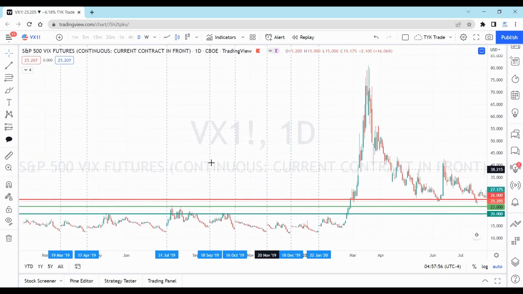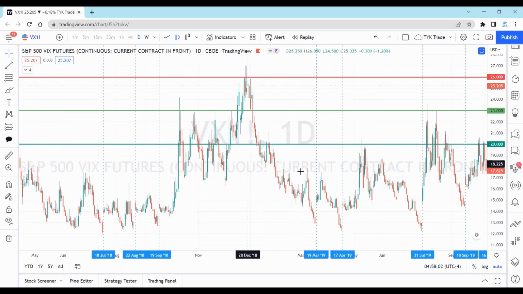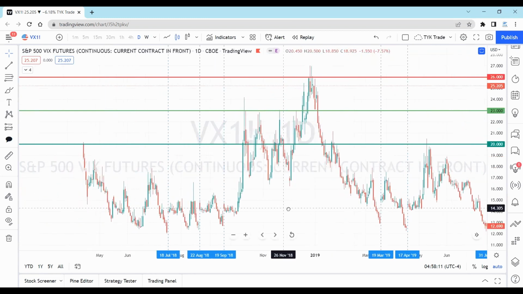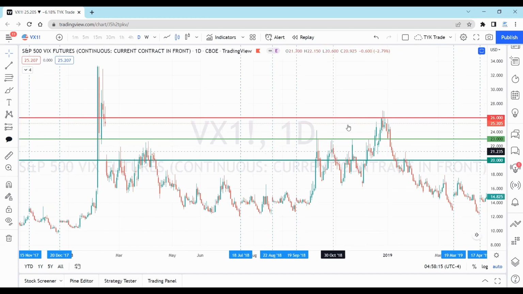I created these levels, 20, 23, and 26. So below 20, it's dark green, obviously. Market is very happy. From 20 to 23, it's a few red days, but you know, it's a normal zone. Beyond 23 to 26, it's pretty turbulent, but in the normal sense of things.